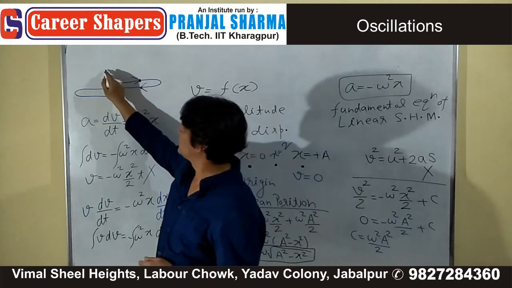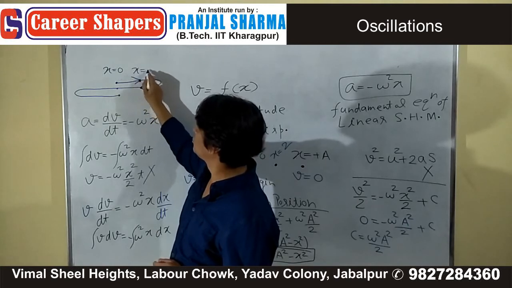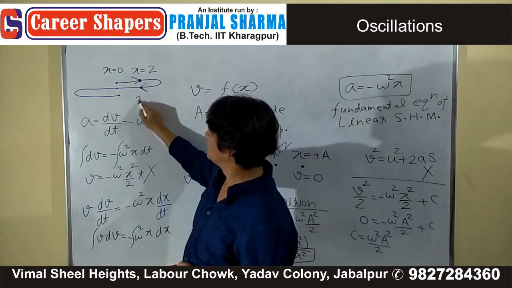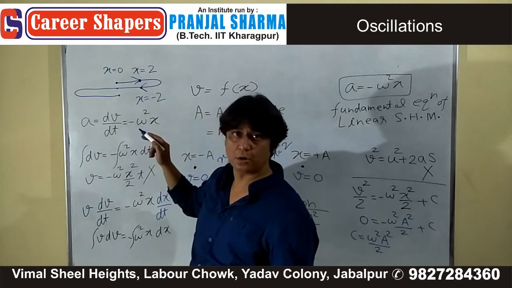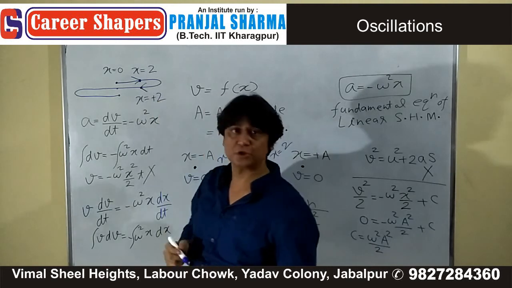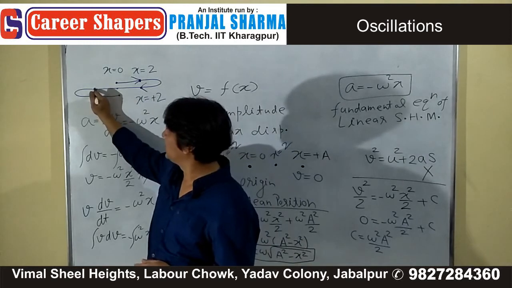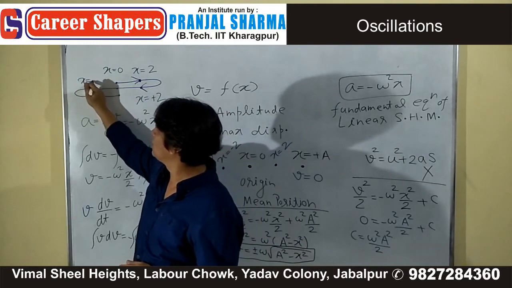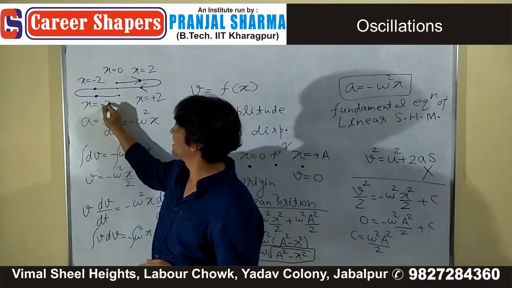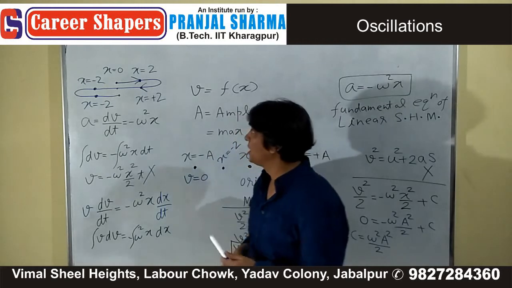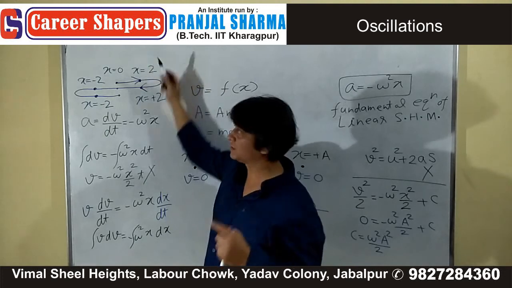And if I say that this is x equals 0, this is x equals 2, then what is this? Then we will say this is x equals minus 2. No, this is still what? Plus 2. You are on the right hand side. When you are this side, it will be called minus 2. This is not plus 2. This is still what? Minus 2. Now, you are at x equals 2 twice.